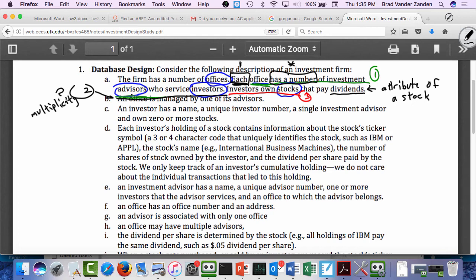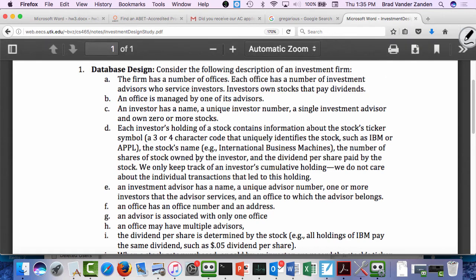So we will put that off. Now we come to B. Notice I kind of marked this up because it contains a lot of useful information. So now we get to B: an office is managed by one of its advisors.